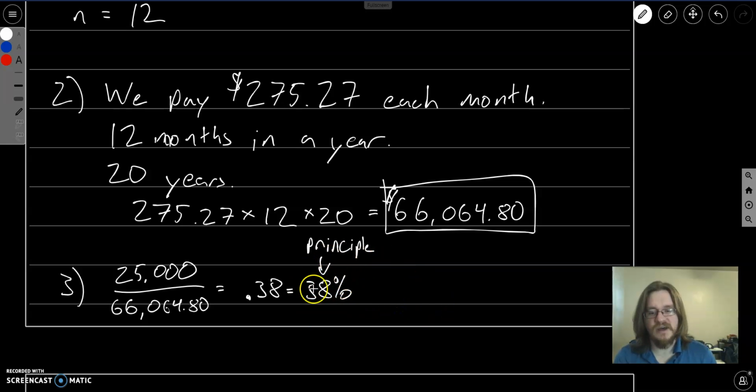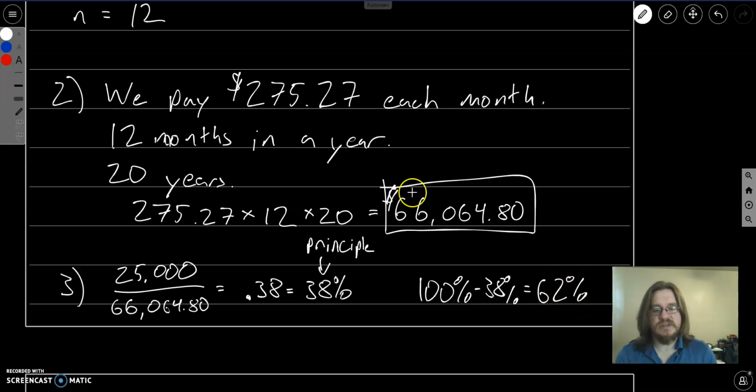So the rest of that 100%, if I take 100% minus 38%, I will get 62%. 62% of what I paid was only on interest. Oops, I can't spell today, which is maybe every day. But out of the $66,000 we paid, only 38% of it was for our initial principal. 62% was just paying for the interest on our loan. And I'll go through one more example in another video.